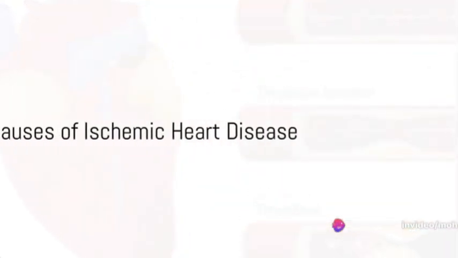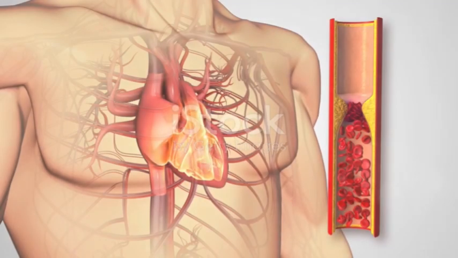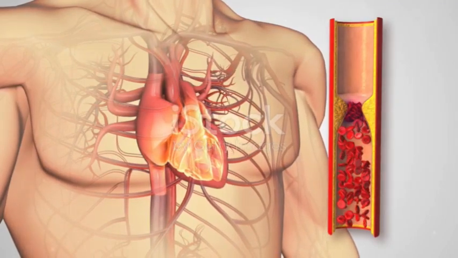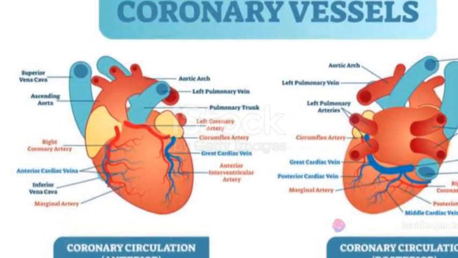IHD occurs due to reduced blood supply to the heart muscle, primarily caused by atherosclerosis of the coronary arteries. This statement is the key to understanding the root cause of ischemic heart disease. But what's atherosclerosis? And what are coronary arteries?